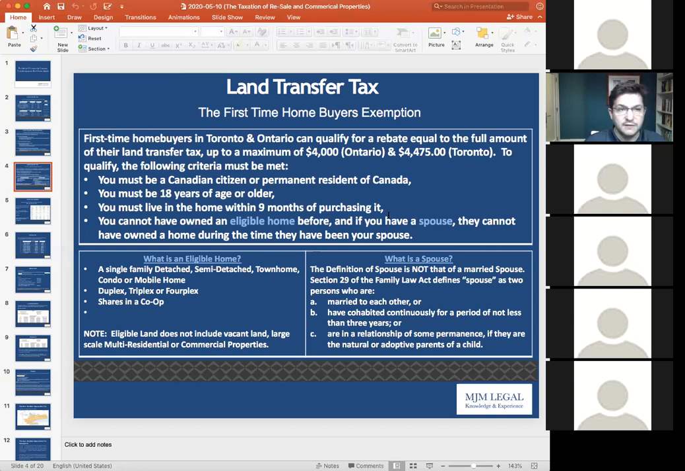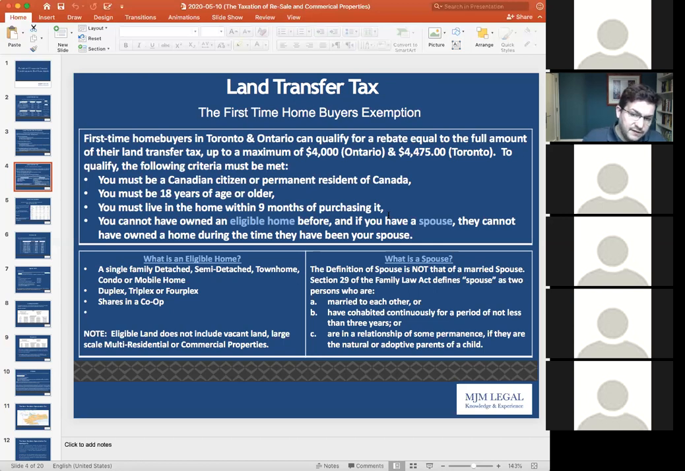Now, this causes the most confusion, and this is probably the stuff that starts becoming a bit new to the seasoned agents who are currently on this talk. Let's talk about both of those things. Firstly, what is an eligible home? So if I've owned an eligible home before, I cannot qualify for the land transfer tax. What's an eligible home? Well, anything that you normally consider an eligible home is an eligible home, right?